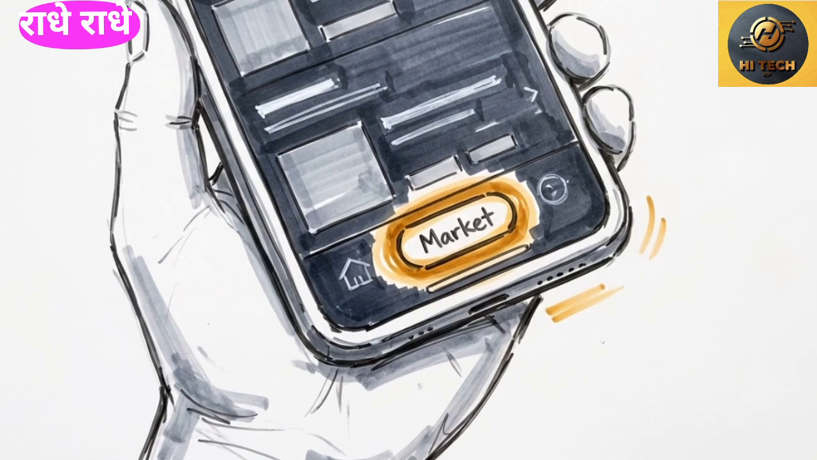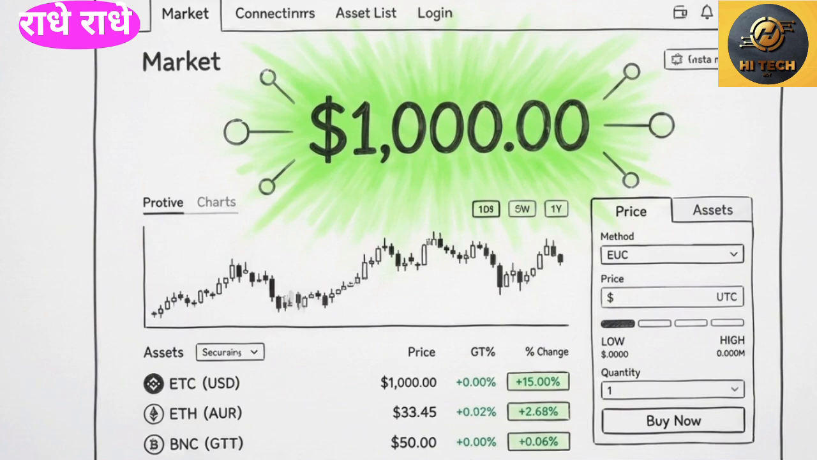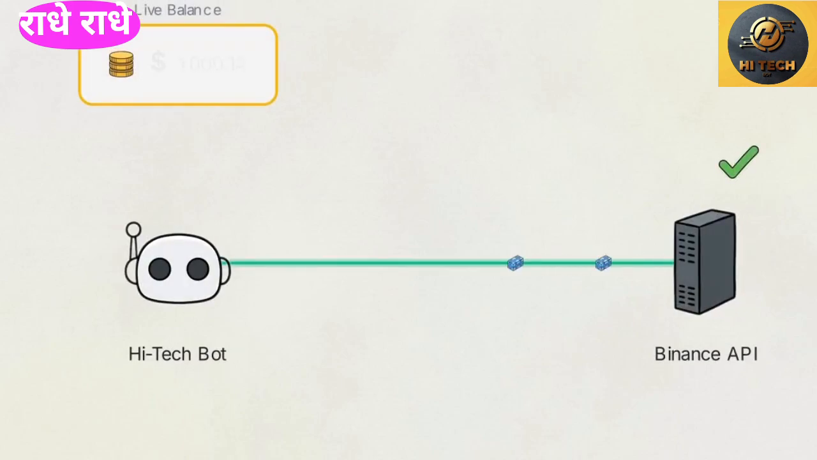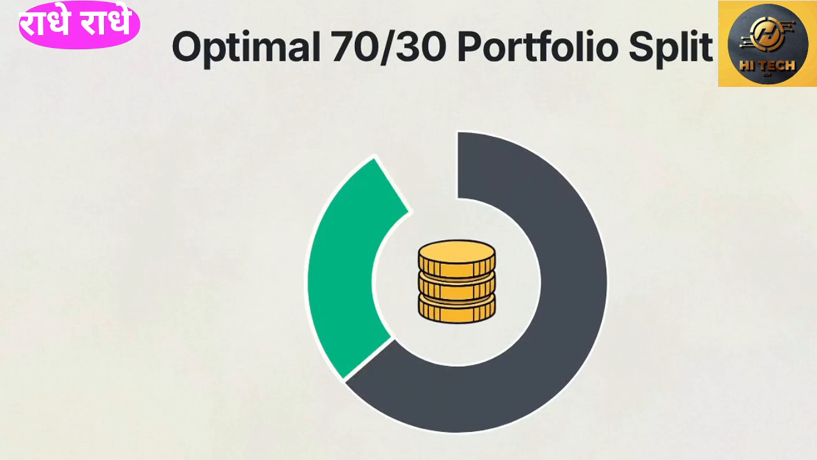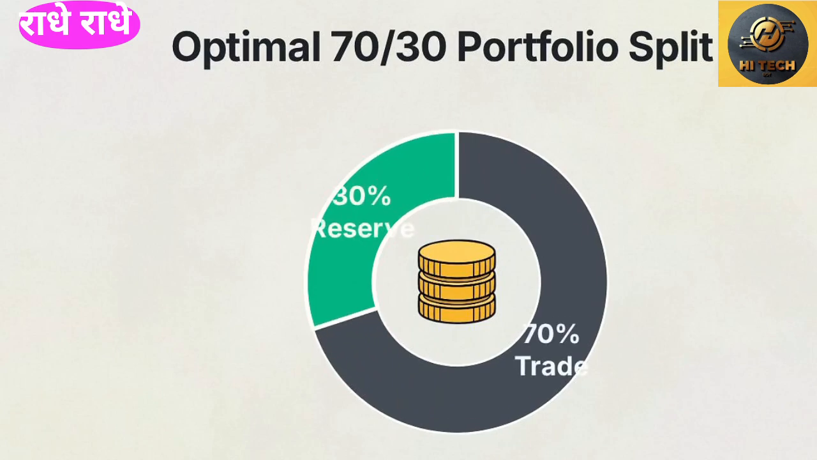To confirm the setup worked, navigate to the Market tab on the bottom menu of the high-tech bot. As shown here, you will see your live Binance wallet balance populated right inside the bot's interface. Seeing that number means the exchange has accepted the keys, and the data bridge is actively flowing. With the connection established, the next step is assigning the bot its trading instructions, specifically using the universal trade setting for a 70-30 portfolio split.